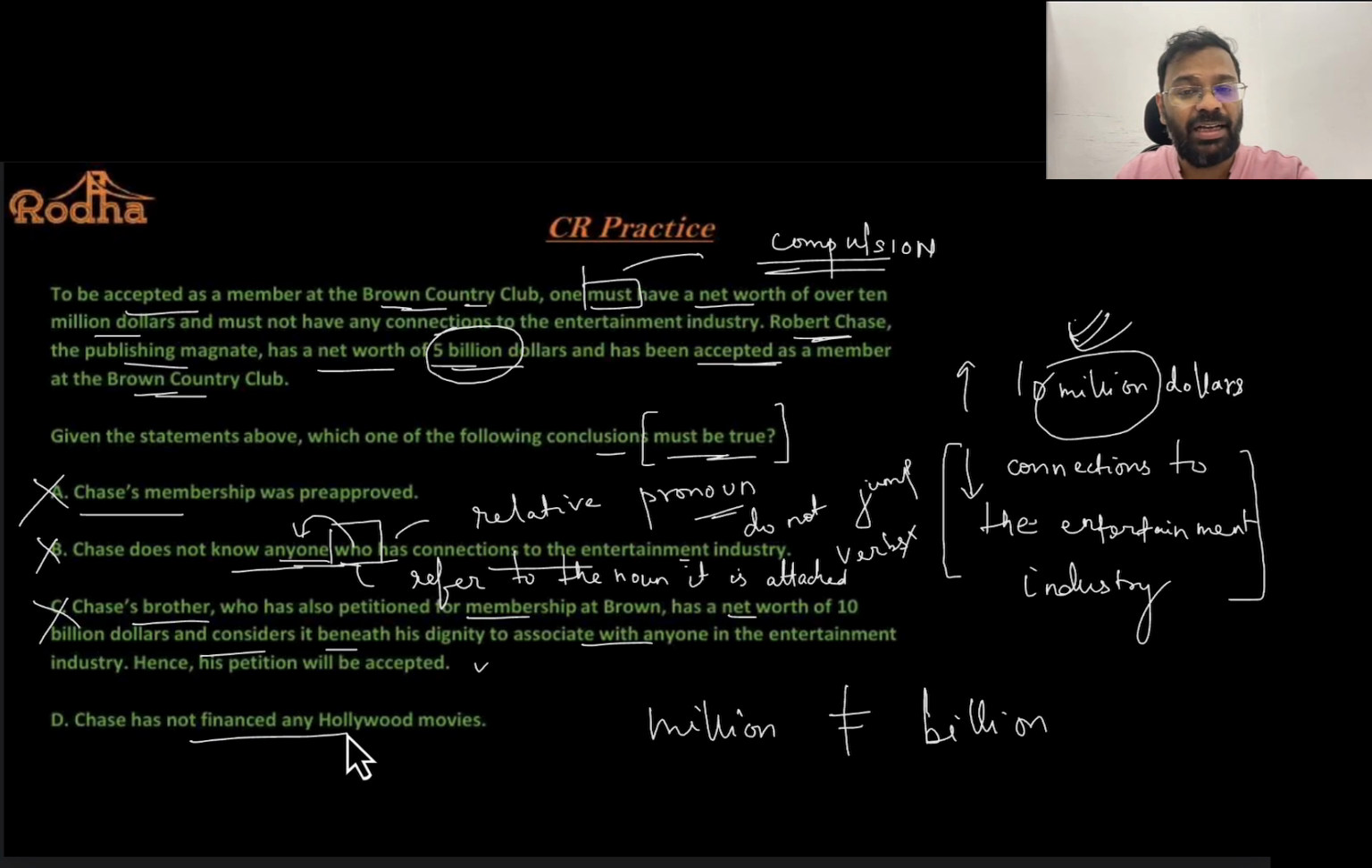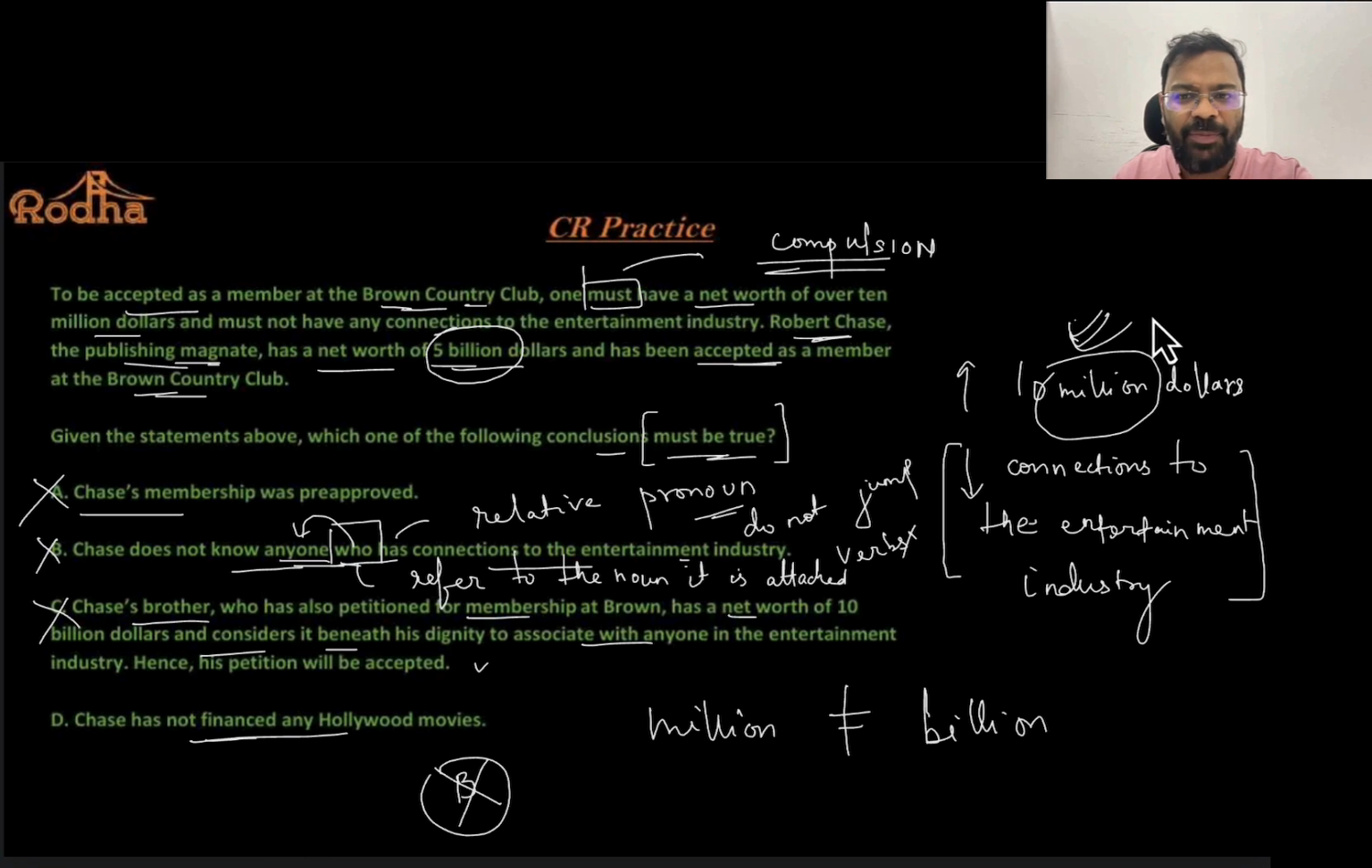Chase has not financed any Hollywood movies. The first thing, I did not love this answer, and that kind of brought me back to B more. Assuming I did not know the concept of relative pronoun, but this is not going to be an answer. There is an assumption here that because you have not financed any Hollywood movies and because you are a publishing magnate, not directly related to the entertainment industry, it might make you believe that he has no connection to the entertainment industry.